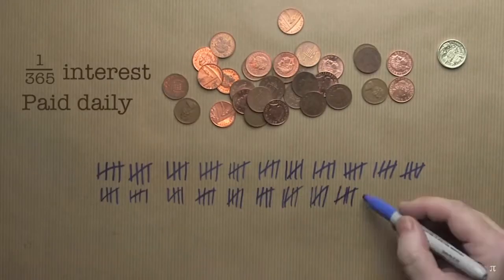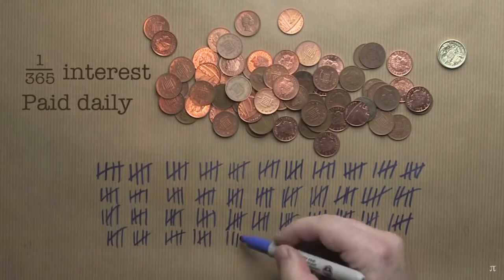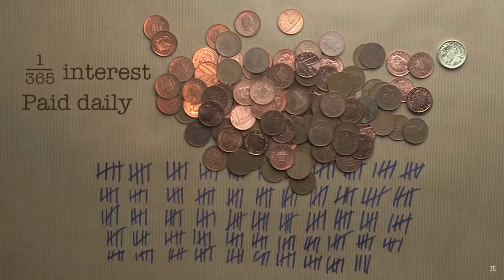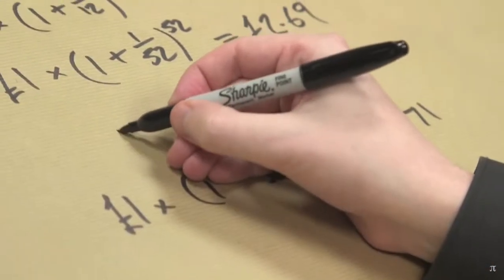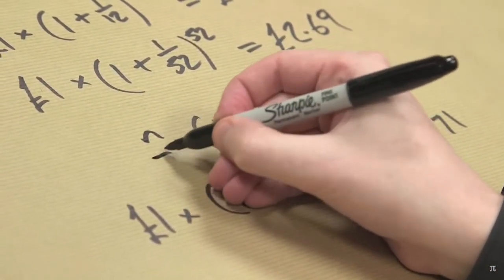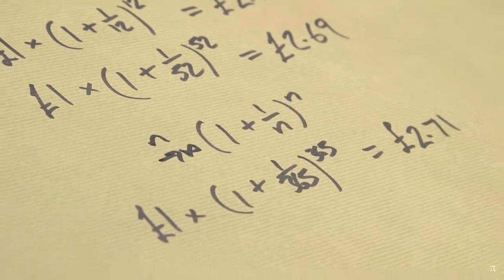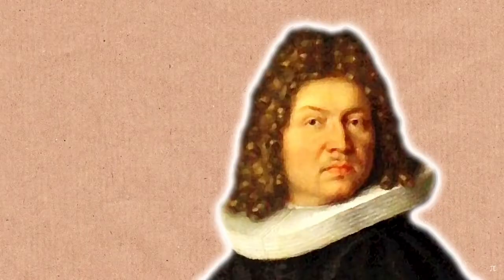And so it would get better if you did it every second or every nanosecond. What if I could do it continuously? Every instant I'm earning interest, continuous interest. What does that look like? That means if I take this formula here, 1 plus 1 over n to the n, I'm sending n to infinity. That would be continuous interest. Now, what is that value? And that's what Bernoulli wanted to know. He didn't work it out. He knew it was between 2 and 3.